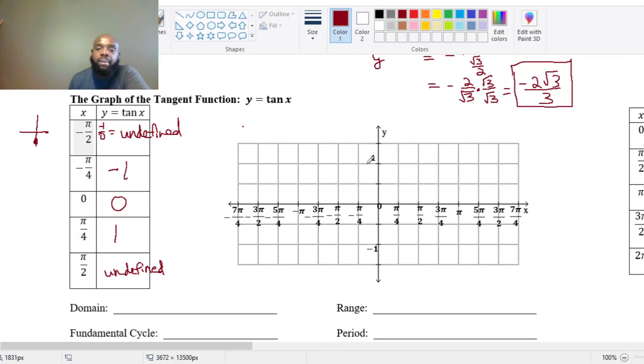And so what's happening here is that we're going to have a vertical asymptote at x equals negative pi over 2. We have another one at x equals positive pi over 2. At negative pi over 4, our y coordinate is negative 1. We get 0, 0, and pi over 4, 1. Okay? And so we're going to get a function.